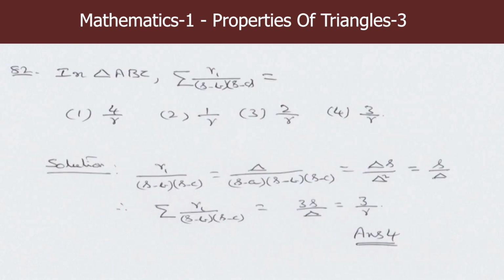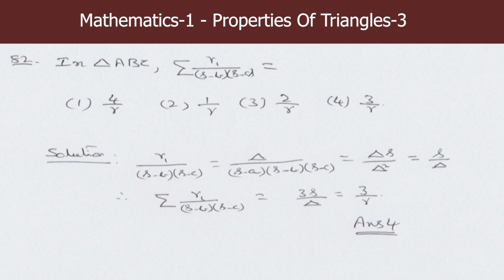Next, 82. In triangle ABC, sigma R1 by (S minus B)(S minus C) is equal to 1) 4 by R, 2) 1 by small r, 3) 2 by small r, and 4) 3 by small r. And you know that R1 by (S minus B)(S minus C) is delta by (S minus A)(S minus B)(S minus C). Multiply numerator and denominator by S, then you get delta S by delta square, which is nothing but S by delta. So sigma R1 by (S minus B)(S minus C) is equal to 3S by delta, which is 3 by r. So answer is option number 4.